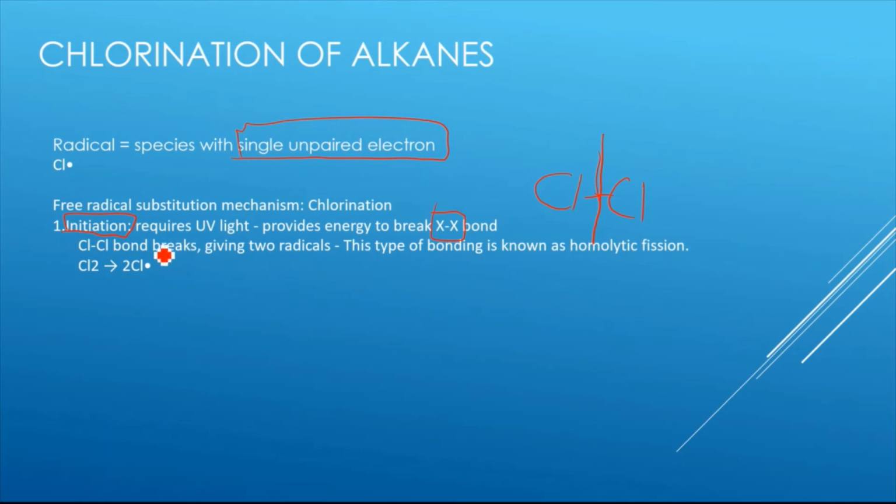And the bond breaks, giving two radicals. So when the bond between the chlorine atoms is broken, this gives two chlorine radicals. This type of breaking is called homolytic fission, because the bond between the chlorine atoms is broken equally, so both of them end up gaining a radical. So again, this is the equation for it: Cl2 gives two chlorine radicals.